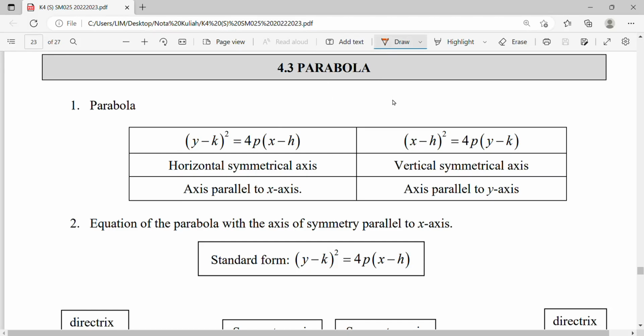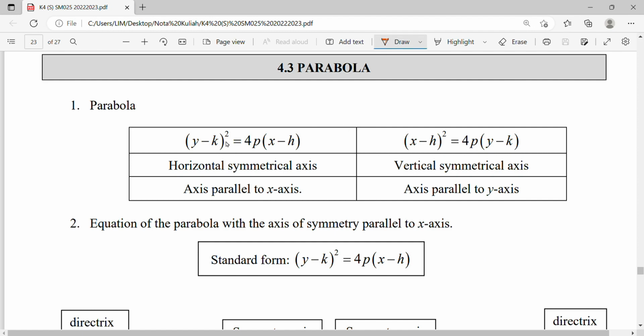Now we're going to discuss parabola. Parabola have two types of equations, where this is the type that starts with y squared and this type starts with x squared. Notice that this one has only the factor of y squared and only the factor of x without square. So this is x squared, then this is the factor of y.